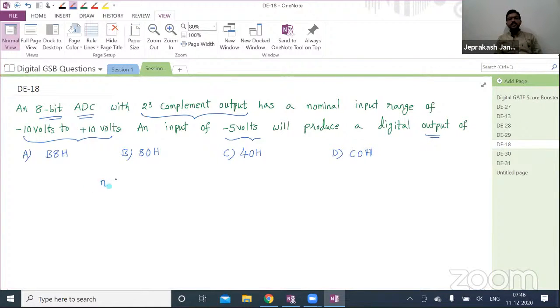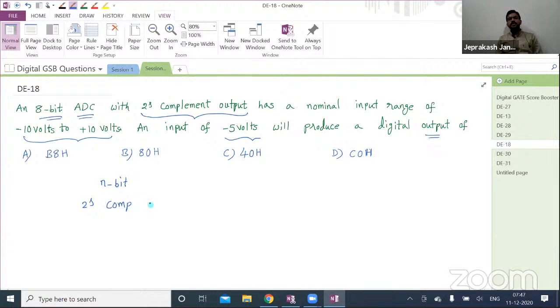When you have the n-bit case in the 2's complement representation, what is the range? Apparently this question belongs to data converters, but we are using the concept of the first chapter only, right? So even if other branch students are here, please attend the entire session. The concepts from the earlier chapters are a kind of revision for all of you. But later, for data converters, logic families, and microprocessors, CS students need not practice anything because it is not part of the GATE syllabus.